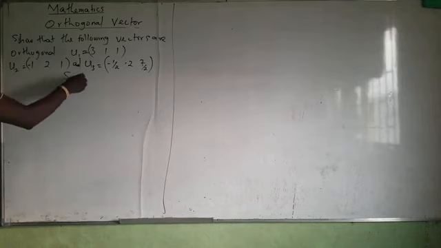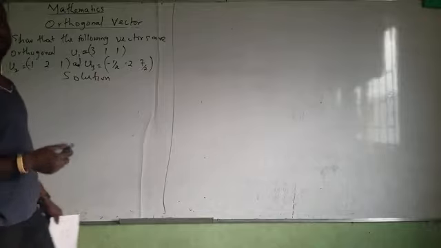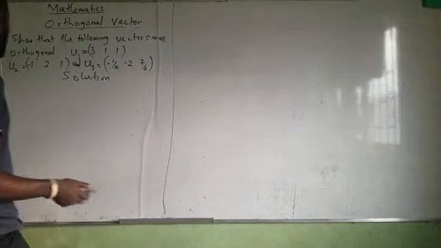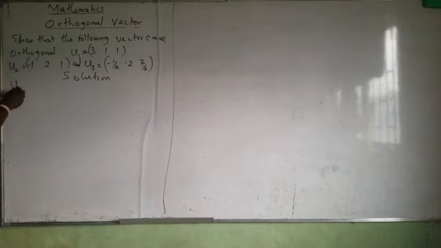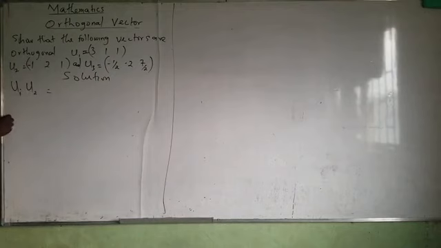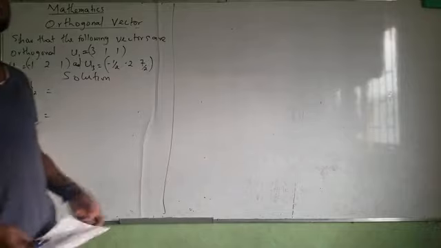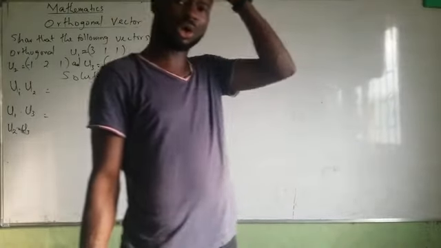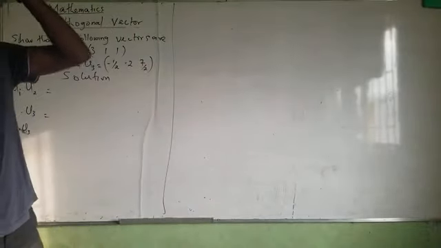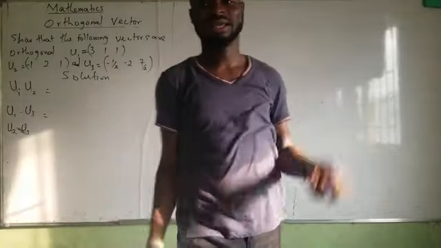Now, I have the solution to this puzzle. What I just need to do here is to know whether the vectors are orthogonal or not. I need U1 dot U2, U1 dot U3, and U2 dot U3. Any one that equals 0 is orthogonal, but any one that is not equal to 0 is not orthogonal. Now, orthonormal is just like 1. I think I'll be working on that in the next video.